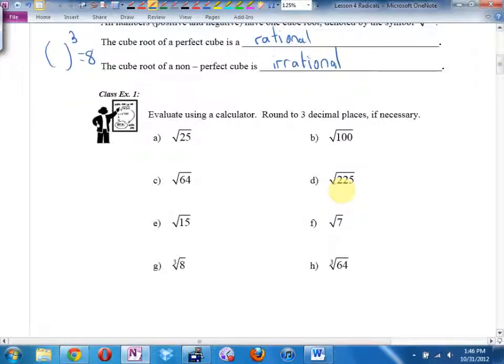It says evaluate using a calculator. No, you know what? Let's do these in our head. Square root of 25. We can do that in our head. 5. Square root of 100. Square root of 64. Square root of 225. 15.